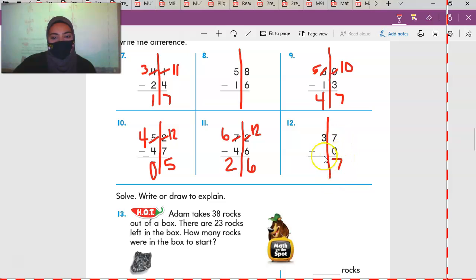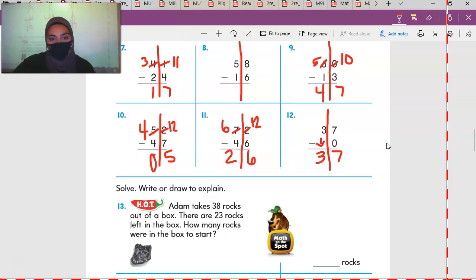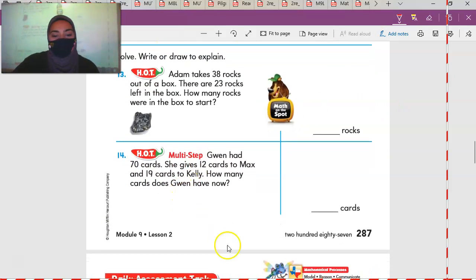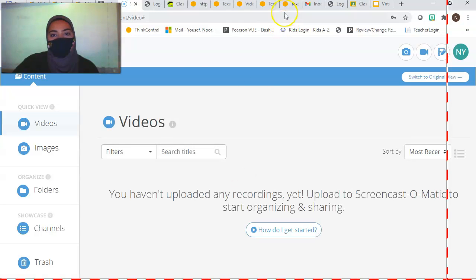Number 12, 7 take away 0 is? 7. And 3, you just bring it down. So what's your answer? 37. Do I need to draw this arrow? Yes, you do. Just for fun, what is this answer? 8 take away 6 is? 2. And 5 take away 1 is 4. That's 42. All right, let's watch Professor Berger to help us with 13 and 14.